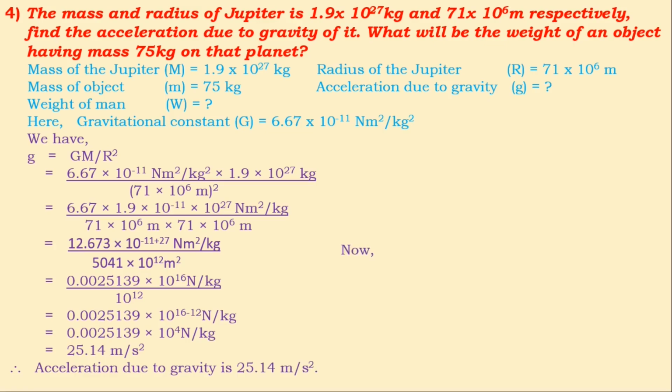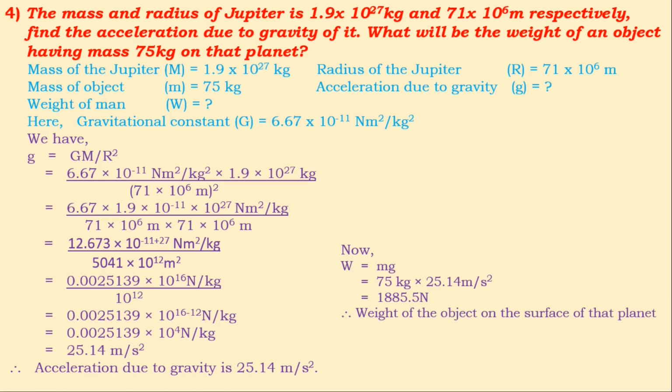Now let's go to another part of the question, that is weight of that object. Now the value of m is 75 kg and the value of g is 25.14 meter per second square. When we multiply these two numbers, we'll get 1885.5 kg meter per second square, which means Newton, and this is the weight of that 75 kg mass. Now lastly we are writing in a sentence, therefore weight of the object on the surface of the planet is 1885.5 Newton. Okay, this is the solution of question number 4.